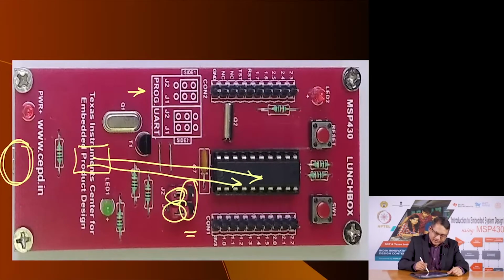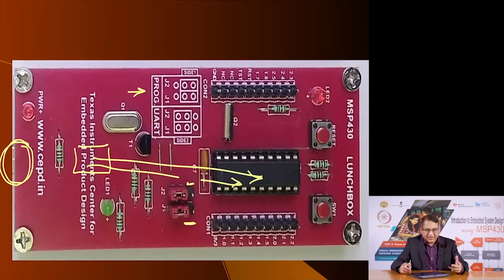Let me show it again here. When you are downloading code, the jumper should be placed here, and in case you want to use the serial port, the microcontroller needs to use the serial port to communicate to the PC while your program is running, then you need to pull the jumpers from here and engage in these two holes.